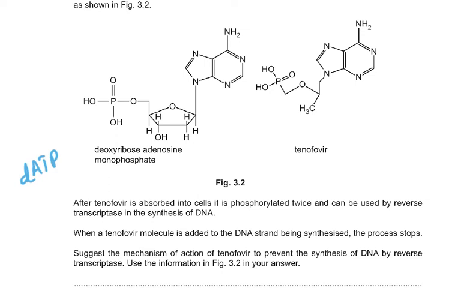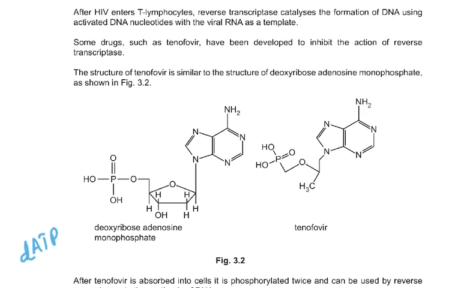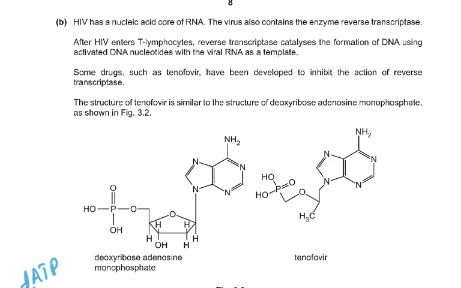But this is deoxyribose adenosine monophosphate. Deoxyribose adenosine triphosphate, because that's been mentioned here that we can talk about that. It contains using activated DNA nucleotides. So it is going to compete with that. Then tenofovir forms a phosphodiester bond to the elongating DNA strand but stops further reactions.